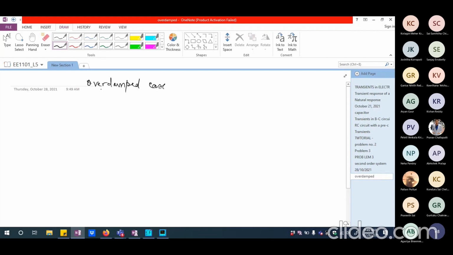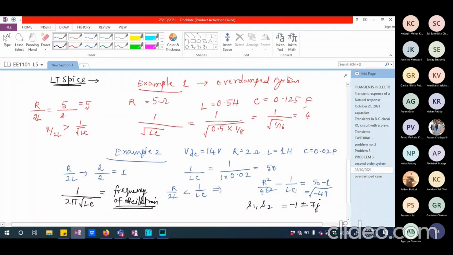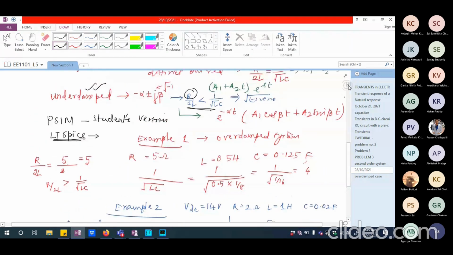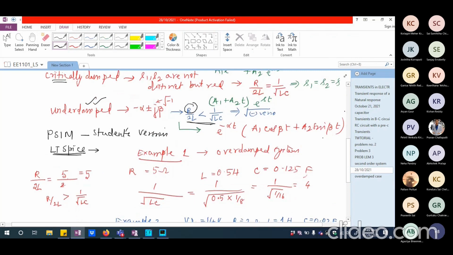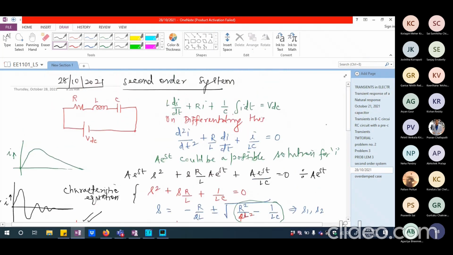Ma'am, can you please go back to the last page? The simulation? Or this? Just the notes. Yeah. Just a little up. Yes. Ma'am, where the graphs were drawn on the left side corner.